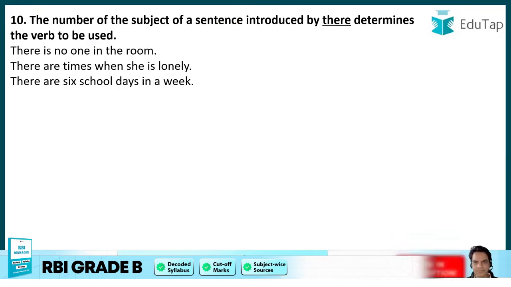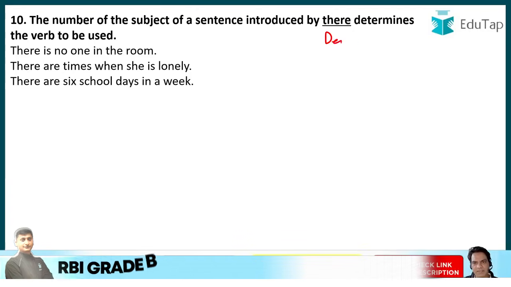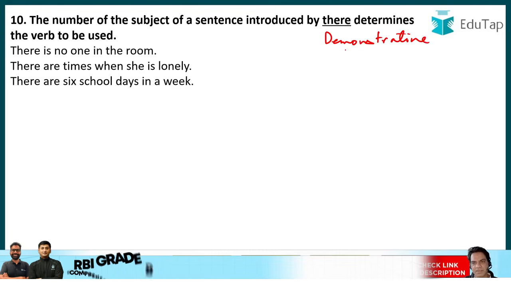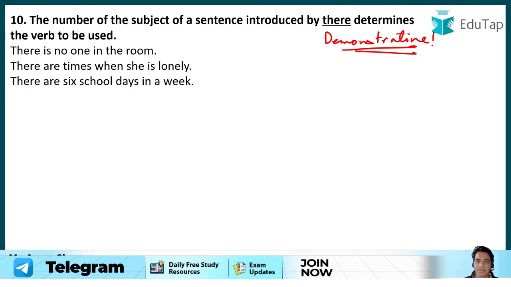And now this is a very simple rule. If a sentence begins with there, this is a demonstrative sentence. Remember guys, I taught you this, that, there, here, these, those. So these are demonstrative words, and we use them to demonstrate something. So if a sentence begins with there, there cannot decide the verb. Look at the next noun.